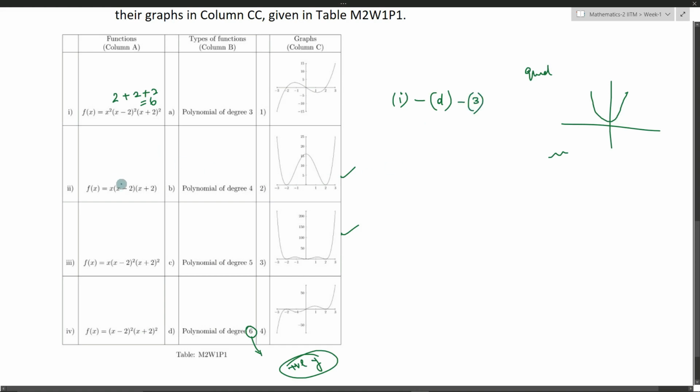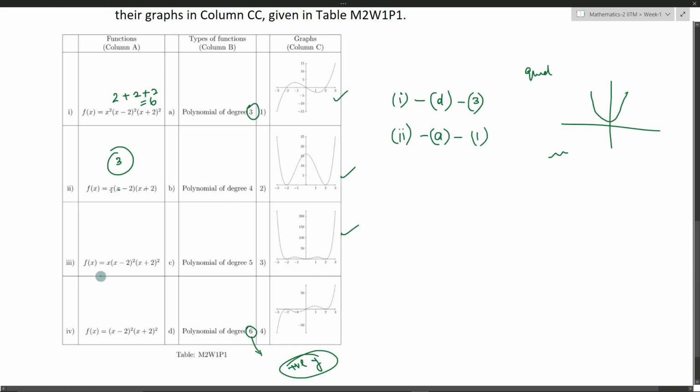For the second one, we have the degrees as 1, 2 and 3. 1 plus 1 plus 1 is 3. So here we have the polynomial of degree 3. Here 2 is matching with a, and that is this one. This is the graph for x cube, so that is 1.